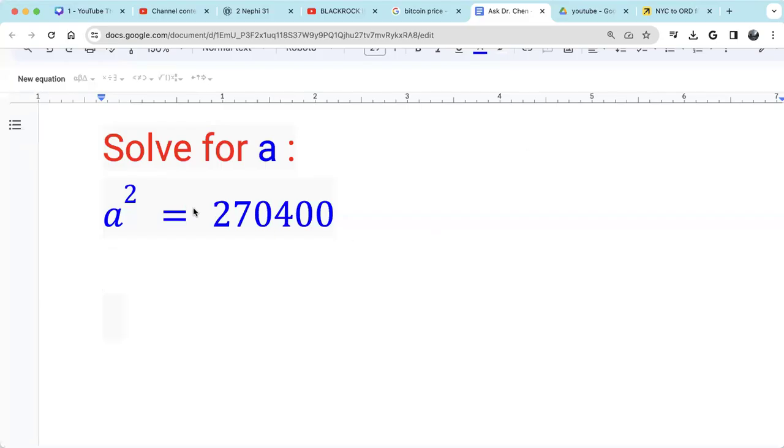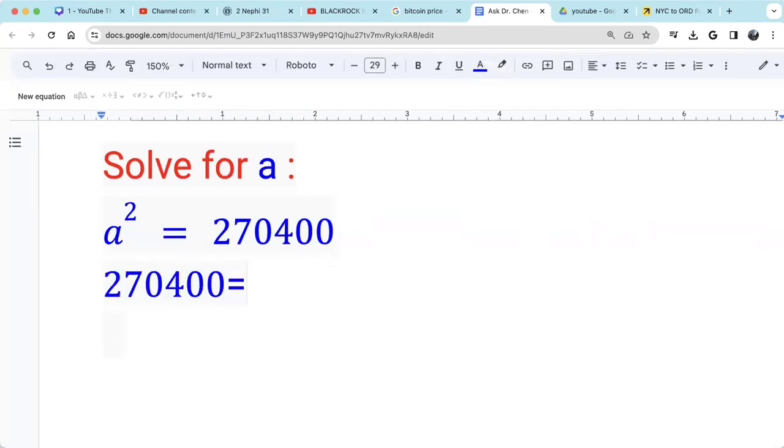Okay, let's see this question. We're given a squared equals 270400. So we want to find a. Basically we just take the square root of this number to find a, such that someone's square is this number. So what do we do?